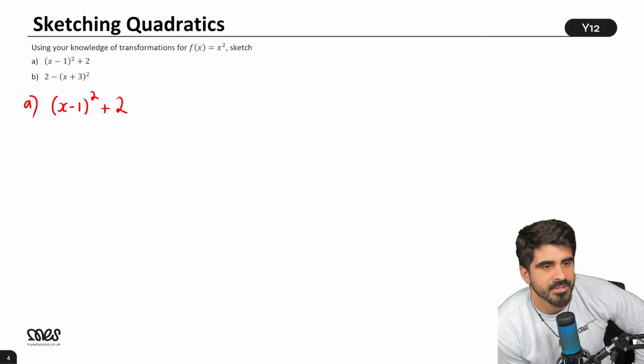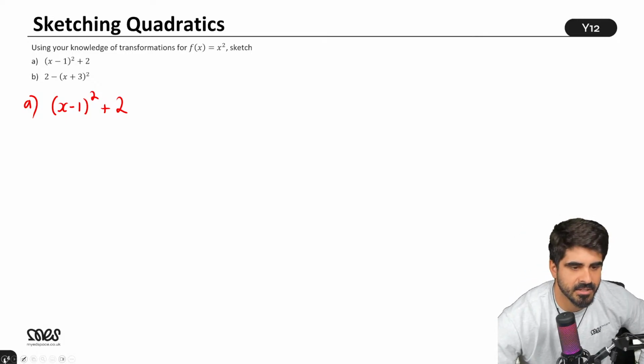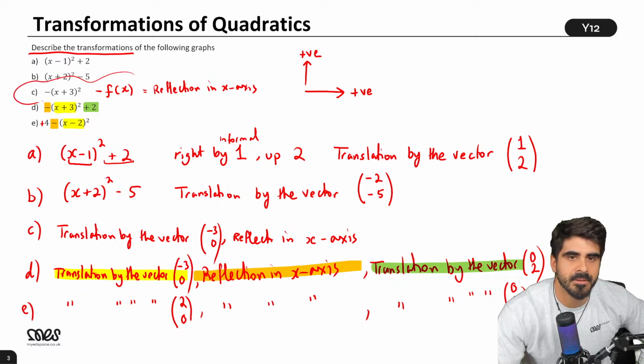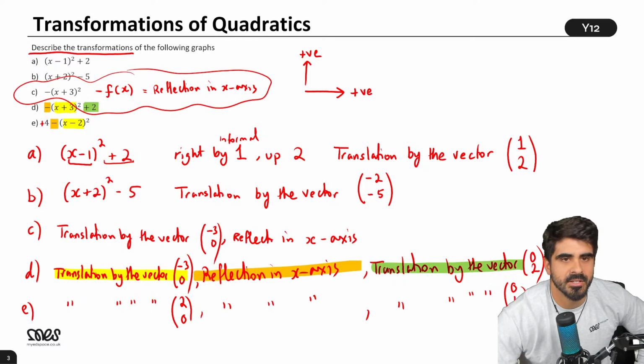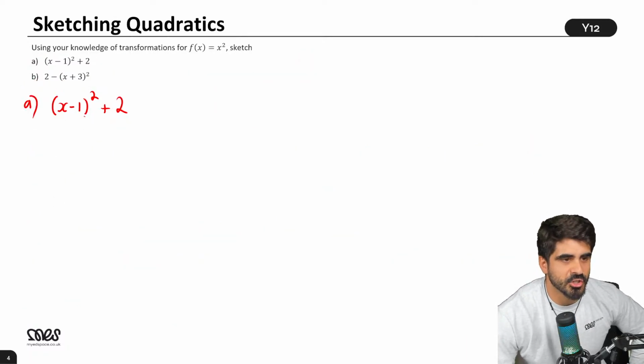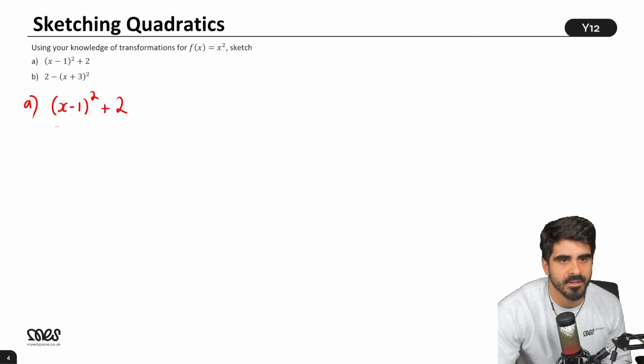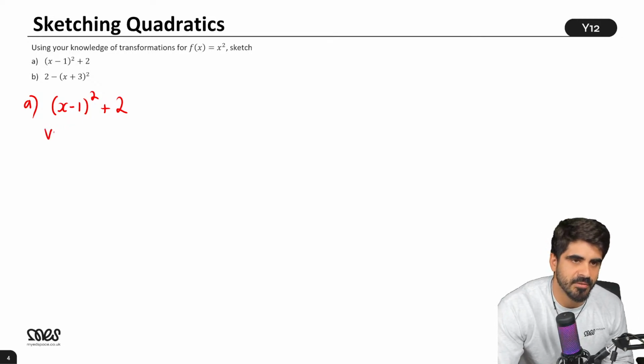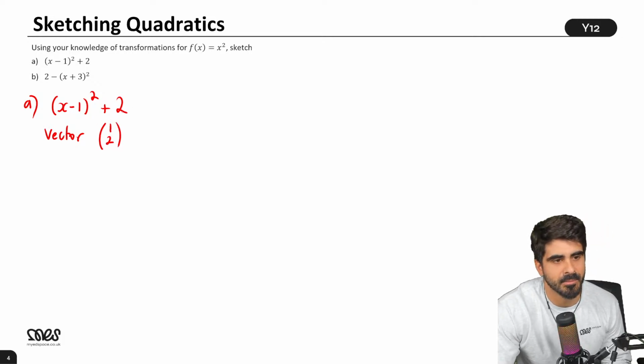Neil, when there's a minus outside, does it affect the function's y values? Yes, Ishan, like I explained here. Yeah, it's outside of the bracket, so it's affecting the y values. We're timesing the y values by -1, which is why we're reflecting in the x-axis. Yeah. Okay, so yeah, you guys, you're right. So here we are doing the vector (1, 2), right? We're going to the right by 1 and then up by 2.